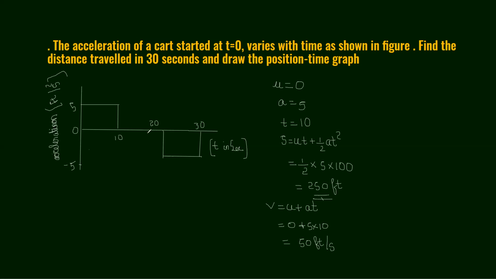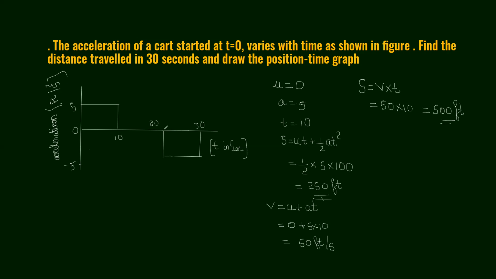Now the second part, that is from 10 seconds to 20 seconds. Here acceleration equals 0. There is no acceleration. So if there is no acceleration, distance traveled equals velocity into time. So what's the velocity at the end of 10 seconds? 50. It will not change because there is no acceleration. So distance traveled equals 50 into time 10 seconds. That is 500 feet. So the distance covered during 10 to 20 seconds equals 500 feet.